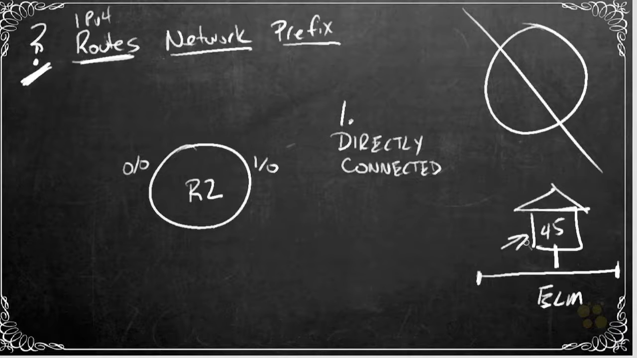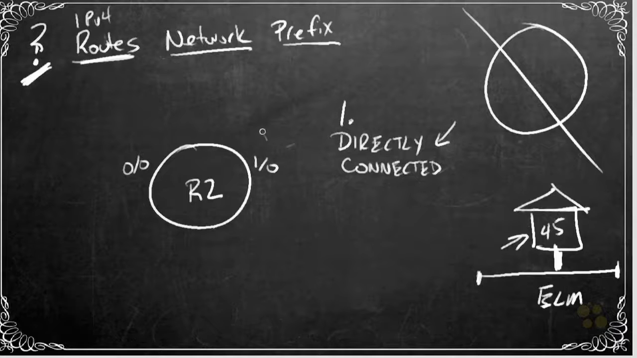Now, if we talk to the people who lived at 45 Elm Street and we said, hey, do you know how to get to Elm Street? They would look at us funny because they would say, well, yeah, we know how to get to Elm Street. We are directly connected. That's the street we live on. We just go out our driveway about 10 feet or 20 feet or whatever it is, and boom, there's Elm Street. Well, the same thing happens on a router.